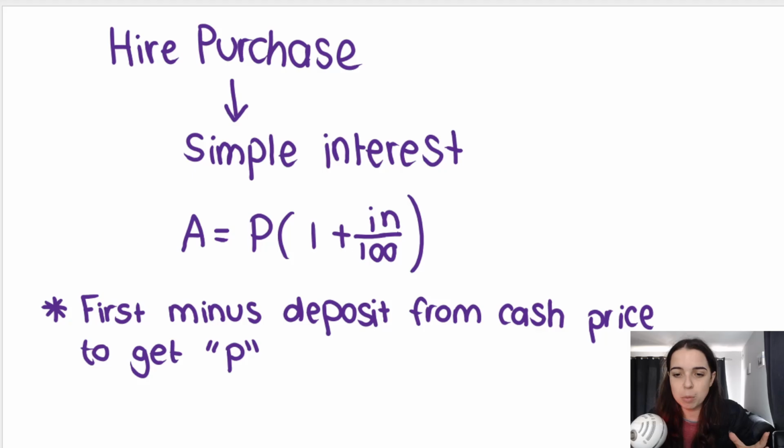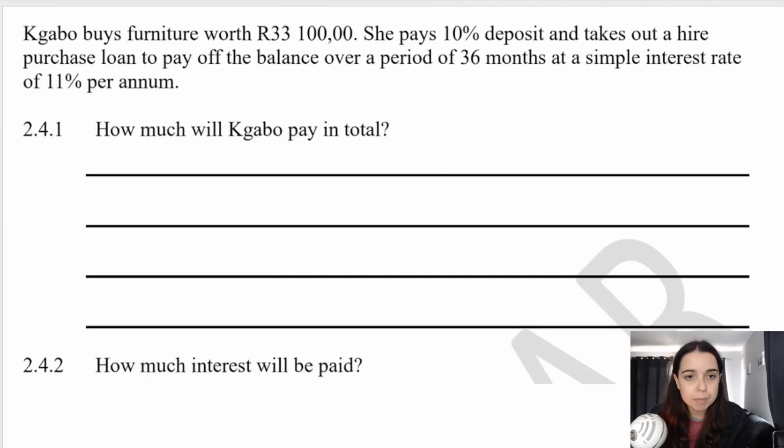So let's try the exam question and hopefully it will refresh your memory. We've got furniture worth 33,100 rand that is being bought. A deposit of 10% is being paid. So that means that you go to the shop, you want to buy furniture, but on the day before you can take the furniture home, you need to pay 10% of 33,100 in order to take the furniture home. And then we take out a hire purchase loan to pay off the balance.